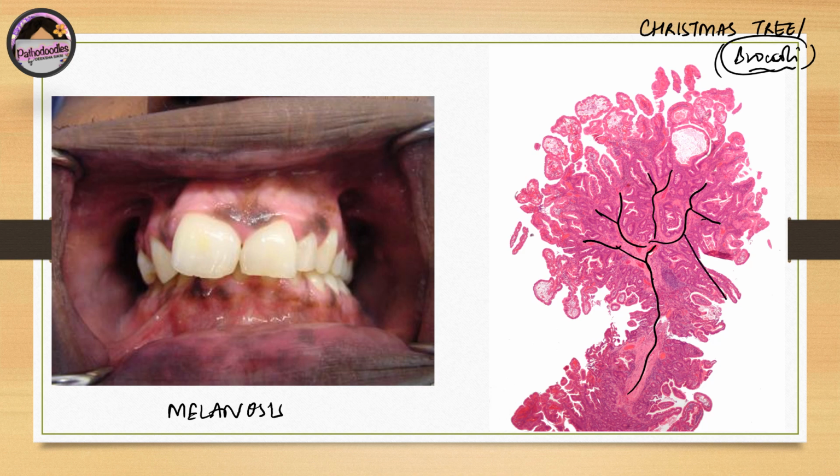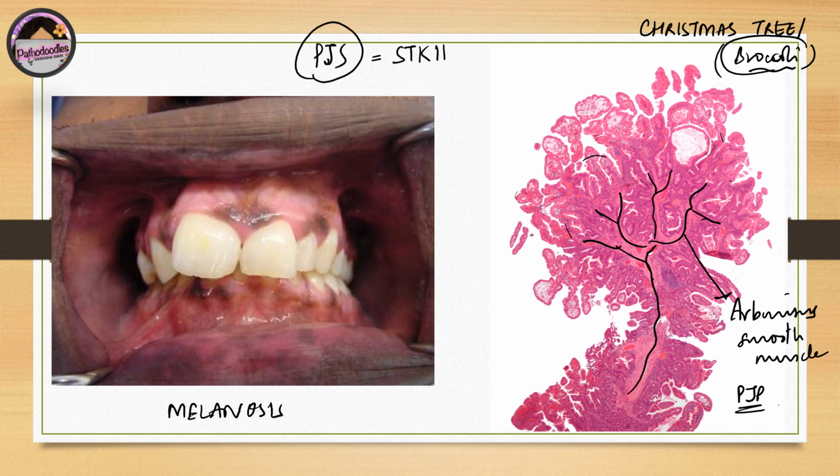So these are arborizing smooth muscle fibers. Arborizing means tree-like branching, and then you can see the glands around it. So these are Peutz-Jeghers polyps, very classical, and melanosis. Together you'll call it Peutz-Jeghers syndrome if you have multiple of them, and this is involvement of STK11 gene.